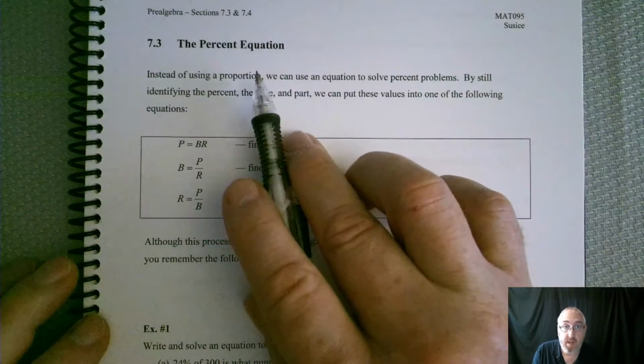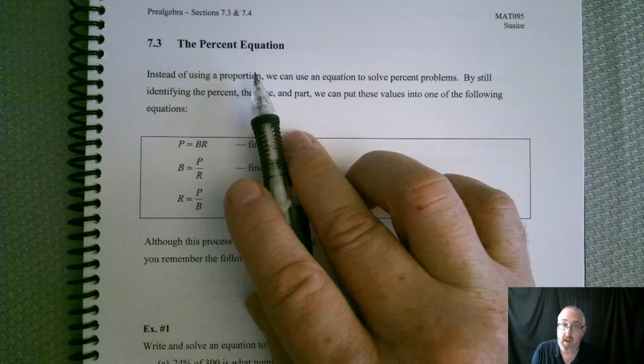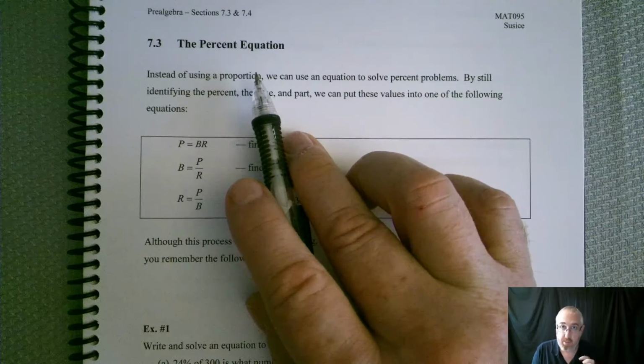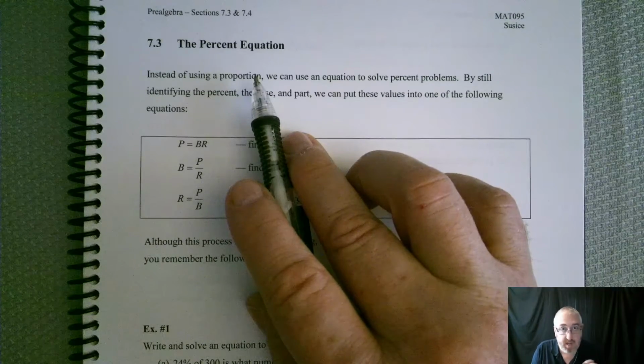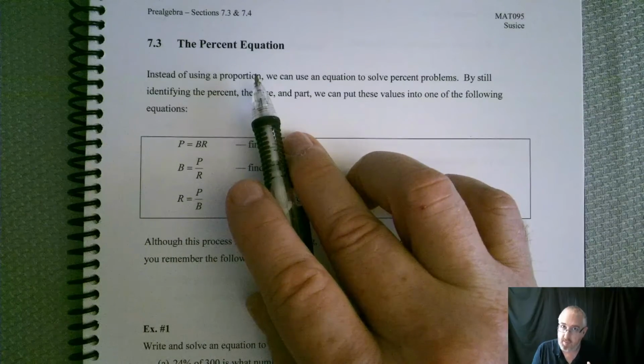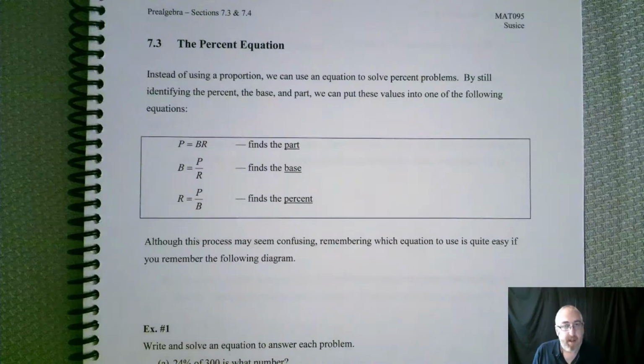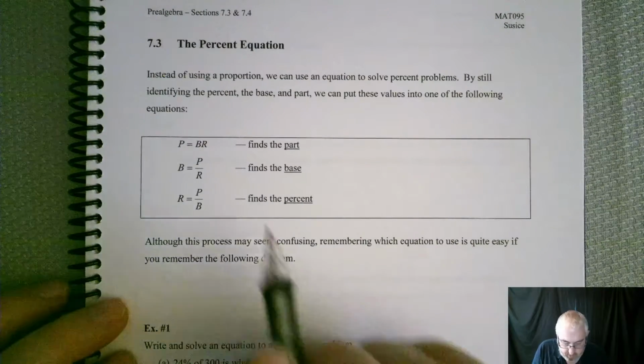Now, 7.3 gets into a different style of solving those percent equations where you still have the rate, the base, and the part, but it's a different type of process. And in some cases, it might seem a little bit easier because there's generally just one step to the process. So, well, let's see what it looks like.